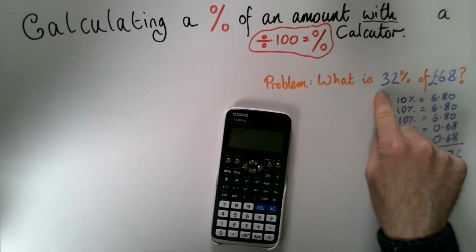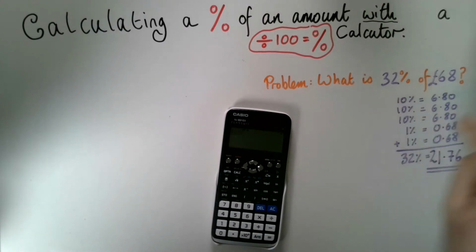So at the end of yesterday's lesson, we finished up finding out 32% of £68, didn't we? We also did 68% of 32 and found that it was the same amount. But both ways, it was a fair bit of work in terms of finding out our simple chunks and then putting them all together and adding them together to get 21.76. So what if there's a fancy way with the calculator you can do it?